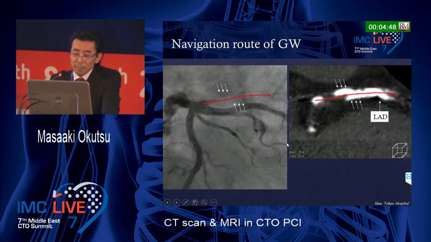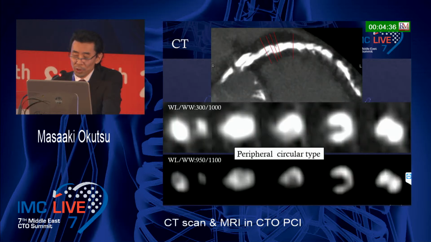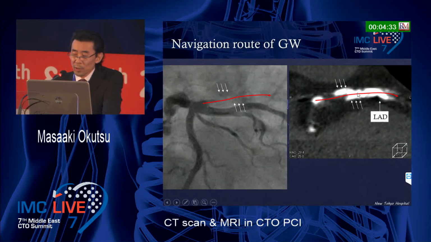And then I checked the RA caudal view, and you can see the two layers of the calcium. As you can see previously, the center of the vessel is not the calcified segment, so the wire enters between the two layers, the epicardial side and the myocardial side. The calcium and the wire is not so difficult to advance to the more distal part.